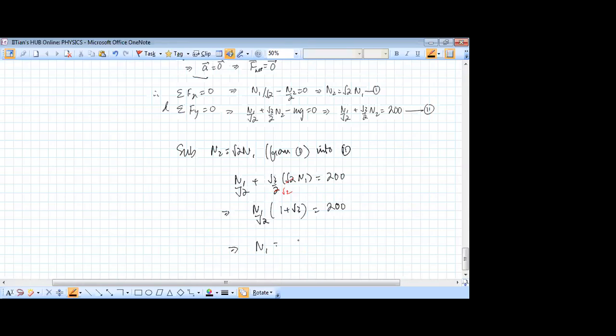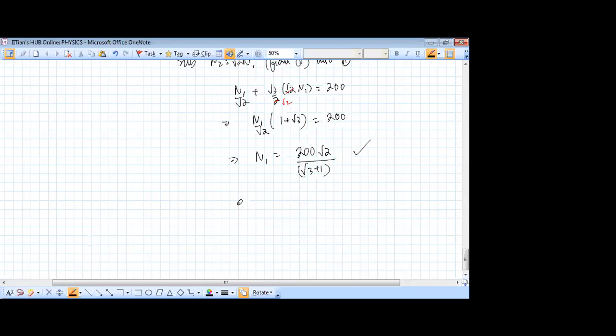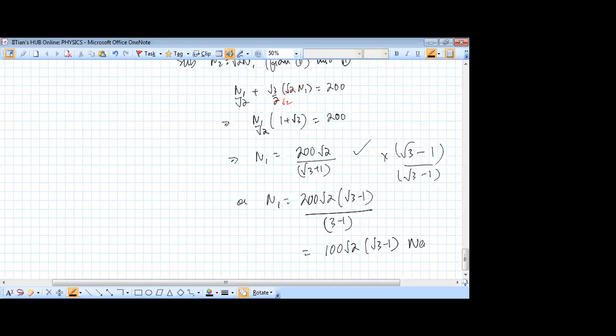So N1 can be written as 200 root 2 upon root 3 plus 1. Okay, we can leave the answer this way also, or we can rationalize the denominator. We can say that N1 is 200 root 2 into root 3 minus 1 upon 3 minus 1 on rationalizing. Multiply and divide by root 3 minus 1. We can do this step. Okay. So that will become 100 root 2 into root 3 minus 1 newtons. Or that is approximately 141 into 1.73 minus 1. Whatever that is, we can calculate.